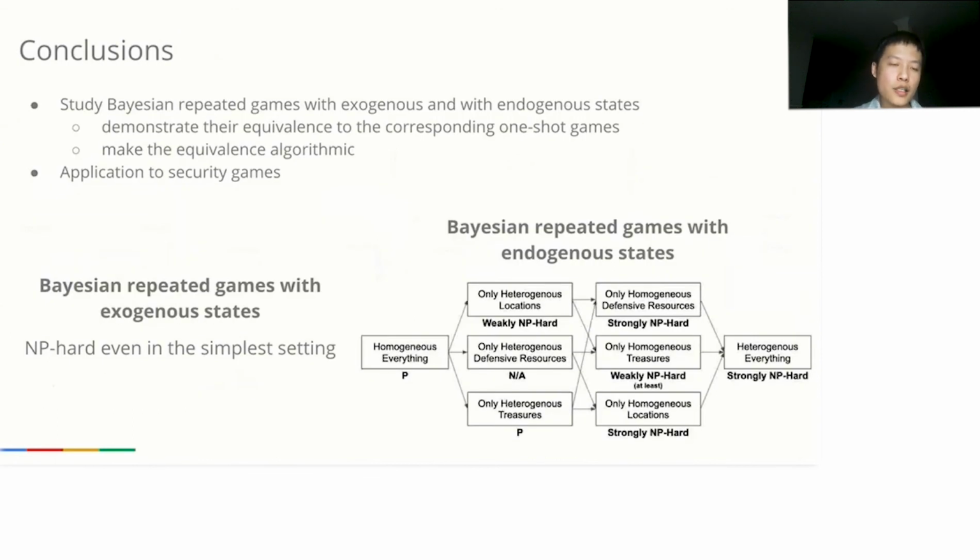As a conclusion, in this paper, we study Bayesian repeated games with exogenous and with endogenous states. We demonstrate their equivalence to the corresponding one-shot game. We also made this equivalence algorithmic. As an application to security games, we also investigate their computational complexity when the base game is security games. It turns out that even in the simplest settings, it's NP-hard to compute the game value for the Bayesian repeated games with exogenous states. For the Bayesian repeated games with endogenous states, a more nuanced picture emerges. We provide an almost complete picture of the relationship of the computational complexity.